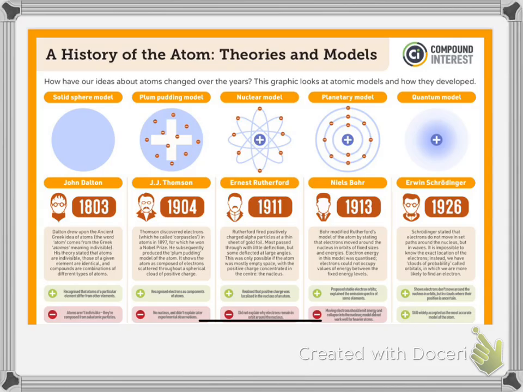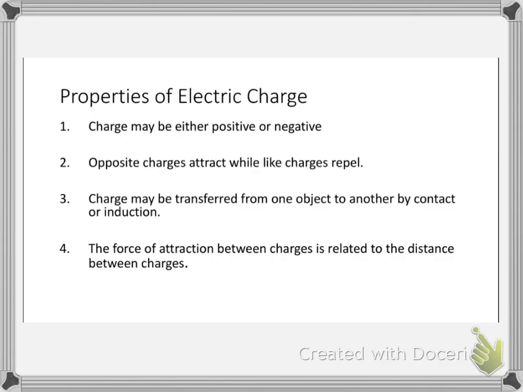Now, in order to understand things about the atom, we just need, for our situation, to know some of the properties of electrical charge, because electrical charge was used in the discoveries. And so here are some things that we need to keep in mind, not just for this chapter, but also when we talk about bonding. When we say charge, we're talking about something that either has a positive charge or a negative charge. So we'll think positive or negative.